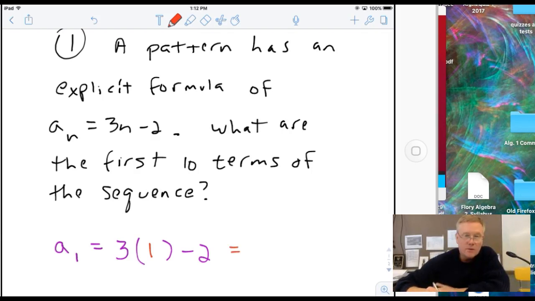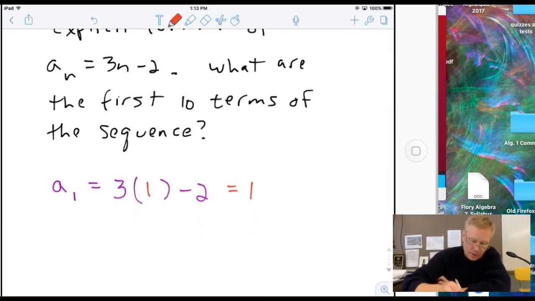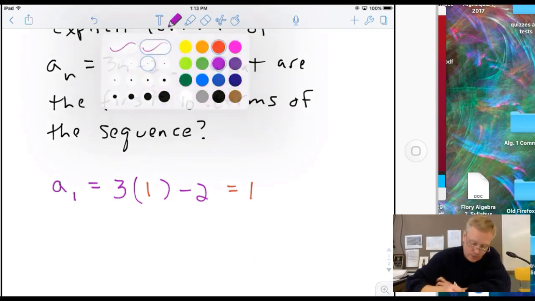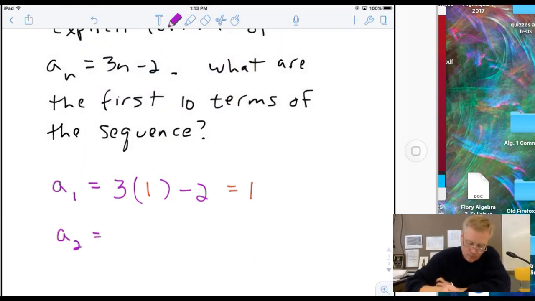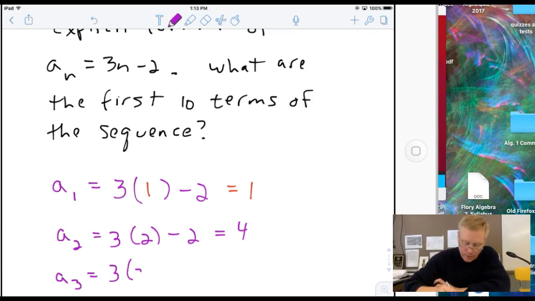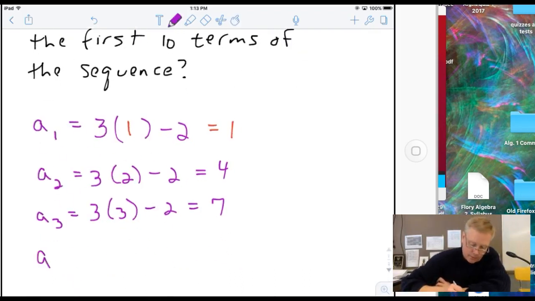3 times 1 is 3. 3 minus 2 is 1. If I want my second term, I will plug in 2 for n. 3 times 2 is 6. 6 minus 2 is 4. A of 3 is what I'll get when I plug in 3. 3 times 3 is 9. 9 minus 2 is 7. If I want to find the fourth term, I plug in 4. And 3 times 4 is 12. 12 minus 2 is 10.